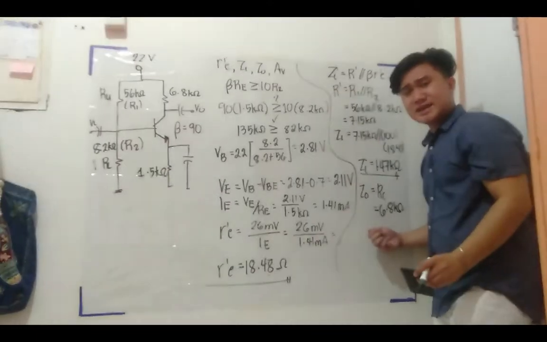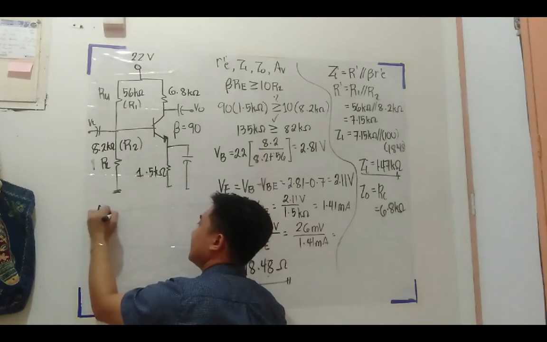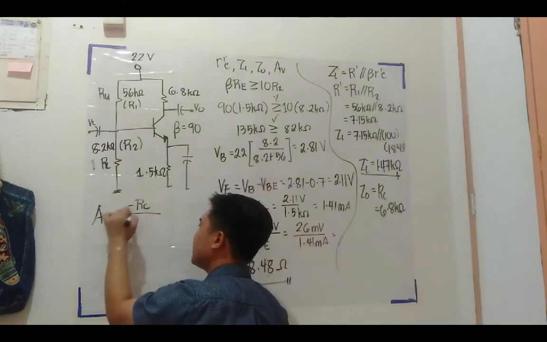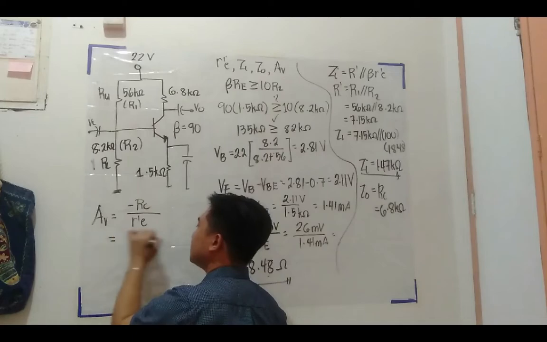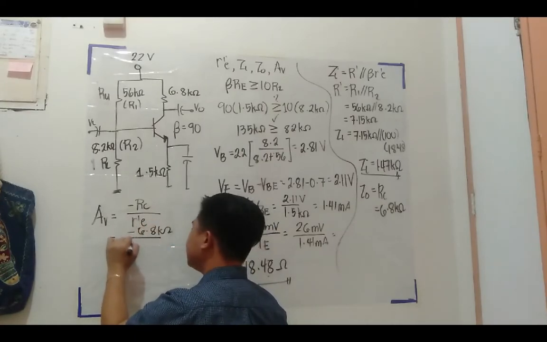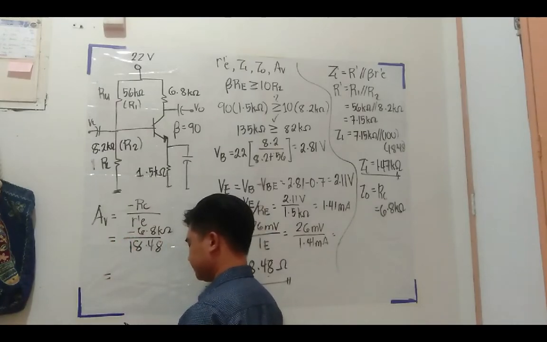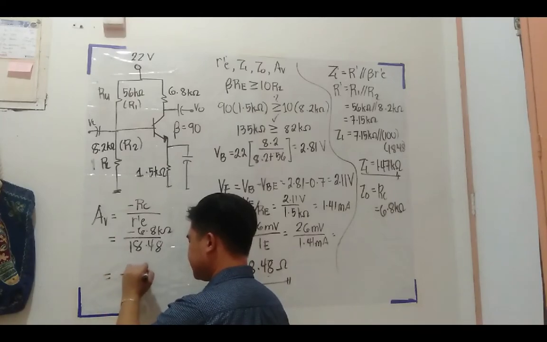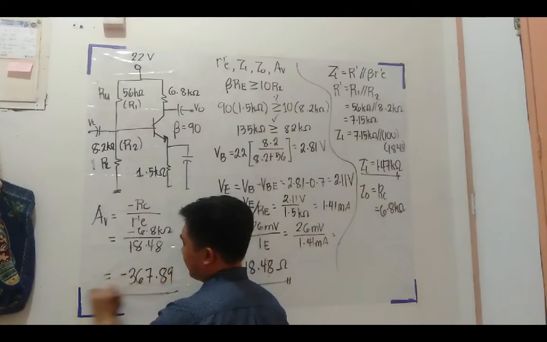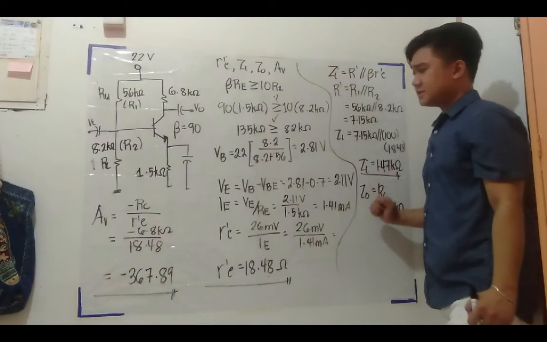Kita pa ba? Pasensya na ha, medyo siksikan. And then si AV, that's negative RC over R prime E. So that's negative 6.8 kilo ohms all over 18.48. That is equal to negative 367.89. So, meron akong AV, meron akong ZI, meron akong ZO.